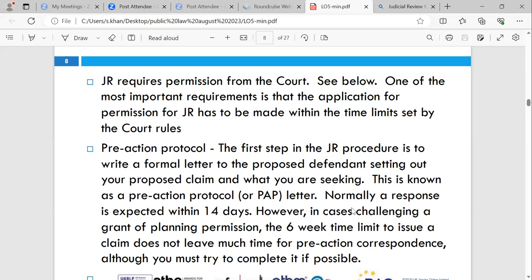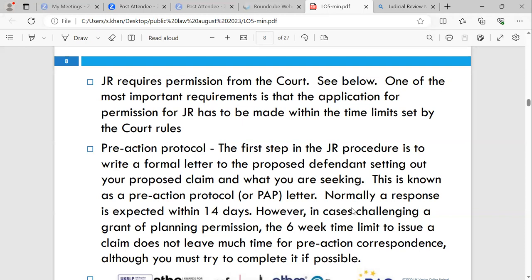The first step in judicial review is to write a formal letter to the proposed defendant, setting out your proposed claim and what you are seeking. This is known as a pre-action protocol or PAP letter.